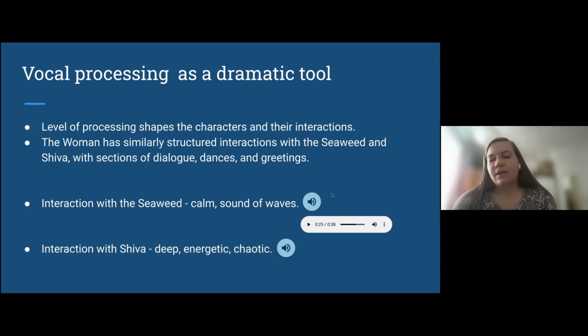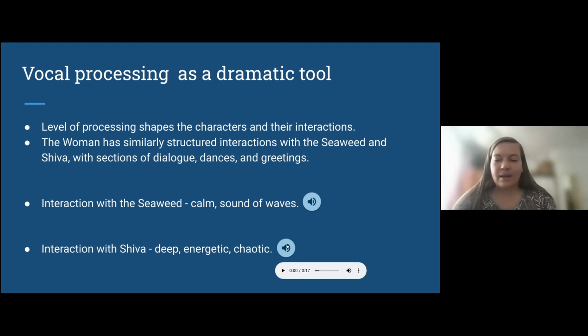So something that I really like in this section is that you get those little delay sounds, which really heighten those S syllables, which to me kind of creates a ripple effect. I'm not sure if that's the intentional image, but given the seaside context, that's how I would interpret it. And then I'll play a little bit of the interaction with Shiva.